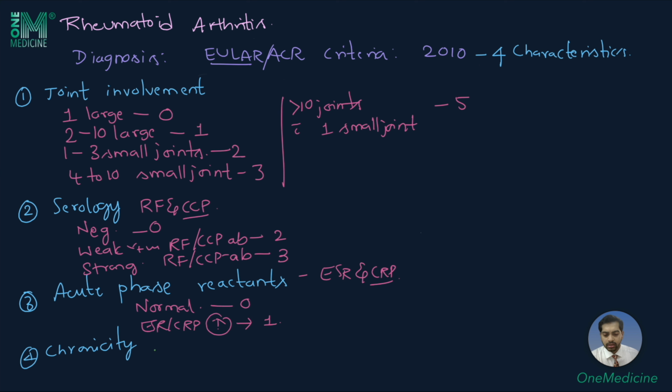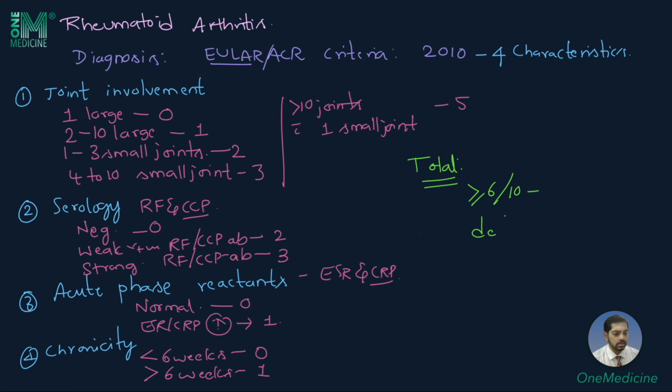In chronicity, the duration of illness less than 6 weeks confers a score of 0. If the duration is more than 6 weeks, then the score is 1. Once this is calculated, the total score is obtained, and a score of more than or equal to 6 out of 10 is considered definite rheumatoid arthritis.